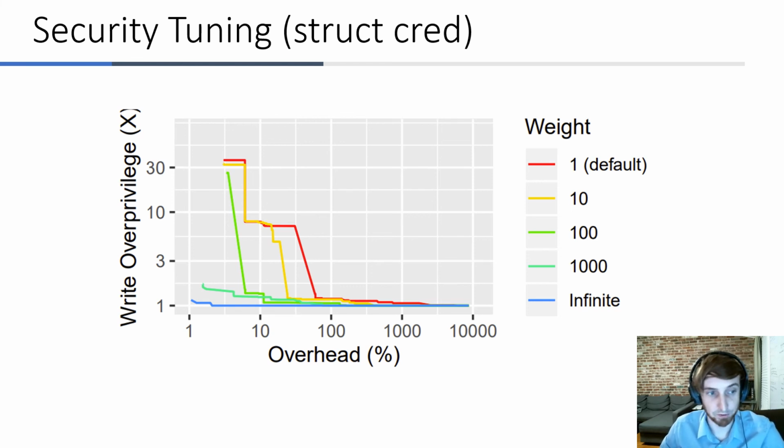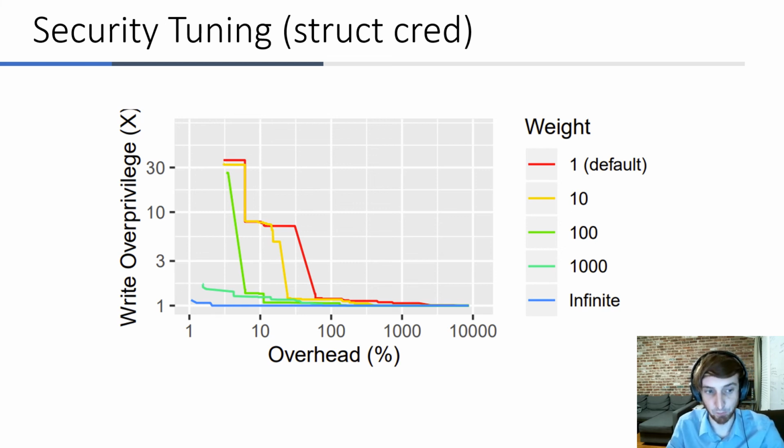In this plot, each point also corresponds to one particular compartmentalization. In this case, the y-axis shows the write over privilege for just the one struct cred object, which is how many more instructions can write to that object than is strictly necessary. And the x-axis shows the overhead of the whole system for the Pareto-optimal best compartmentalization that is found for that overhead level across all the alpha values. The red line corresponds to the default flow of the algorithm, where all objects have a weight of 1. In this case, at a 10% overhead, for example, there are about 8x more write instructions that can write to creds than are strictly necessary.